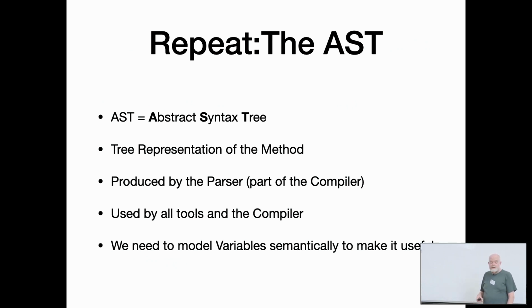So that was the view of the AST. What we have seen, AST, abstract syntax tree, that means it's a tree representation of a method, but on its own, the variables do not know anything about themselves. They only know they are a variable of a certain name, and to make it useful for tools, we need to semantically annotate the AST, which we do.